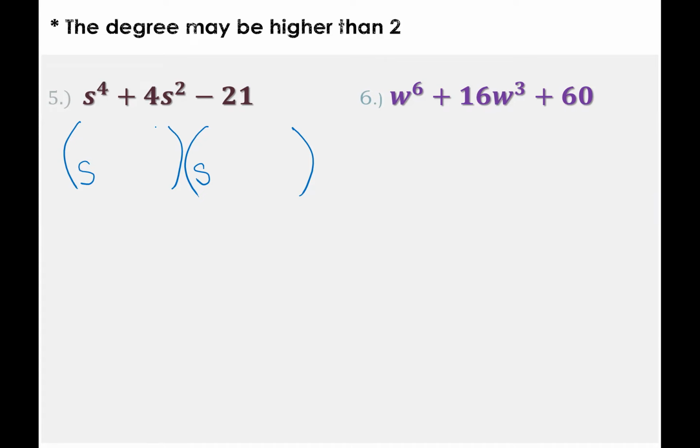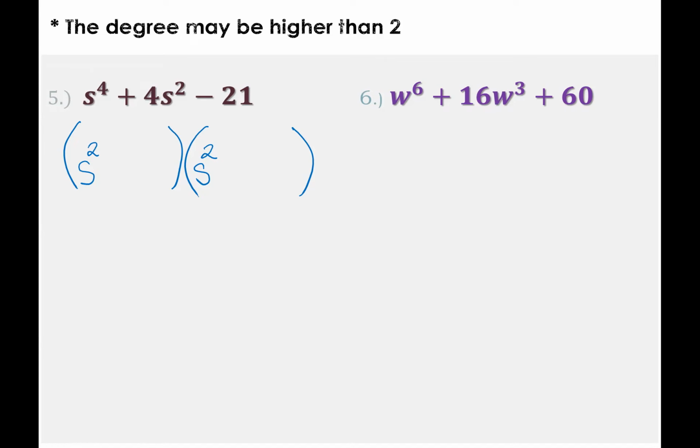So instead of s times s equaling s squared, here's what we're going to do. 4 divided by 2 is 2. So we can just put a 2 exponent on each one of those s variables. So you have s squared times s squared. That's actually s to the 4th.